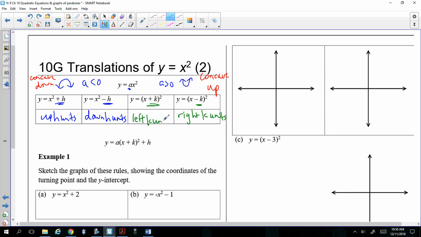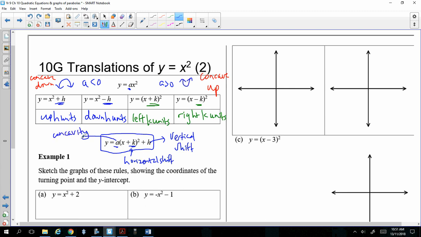Okay. So now we have a general form. So a more general parabola looks like this. It has shifting to the right and left. Okay? So that h there gives the vertical shift, whereas the k there is a horizontal shift. And finally, the a there is the concavity. So when you sketch a parabola, you look at these three things: the vertical shift, the horizontal shift, as well as the concavity. Okay?